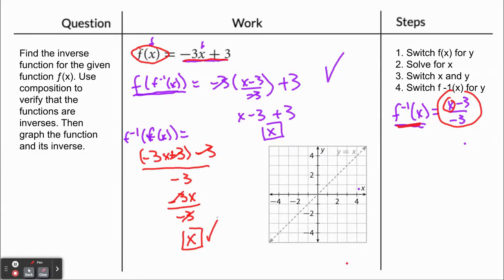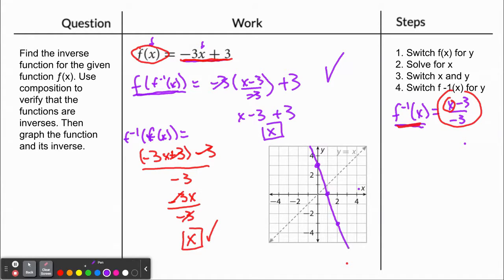So the last thing I want to do is graph these functions and the inverse. In this case, we have a nice easy y equals mx plus b here. I'm going to go ahead and do purple for our original and then red for our inverse. So start with a y-intercept of 3, and then we have a slope of negative 3 here. So here's our original function.